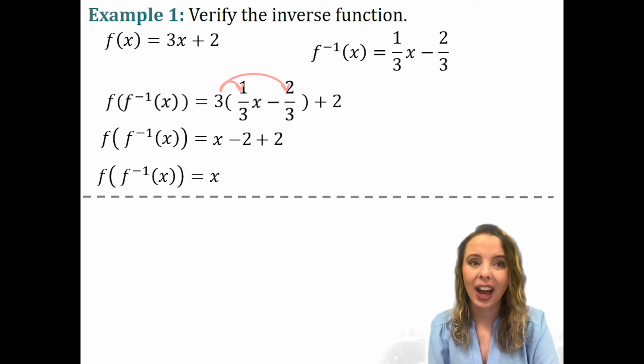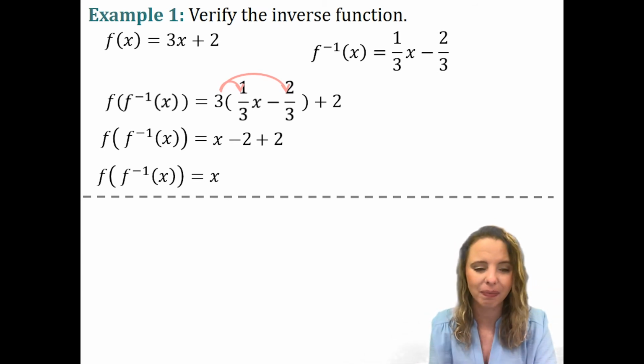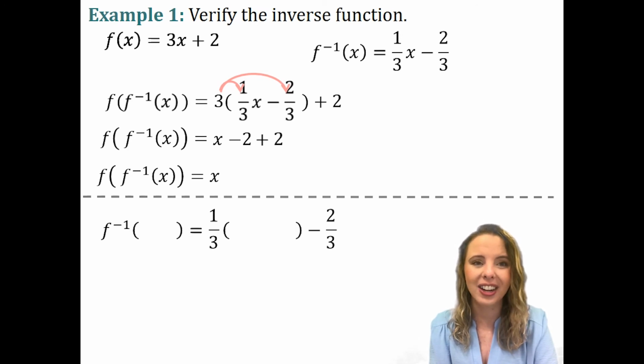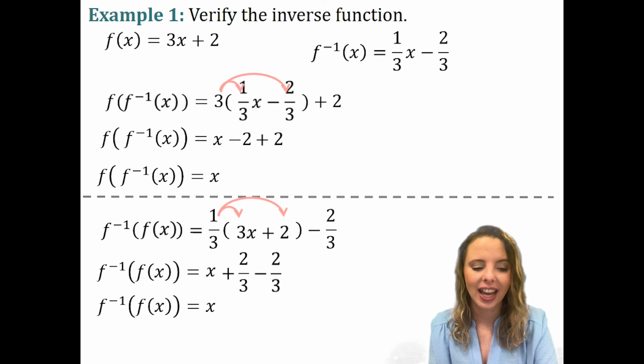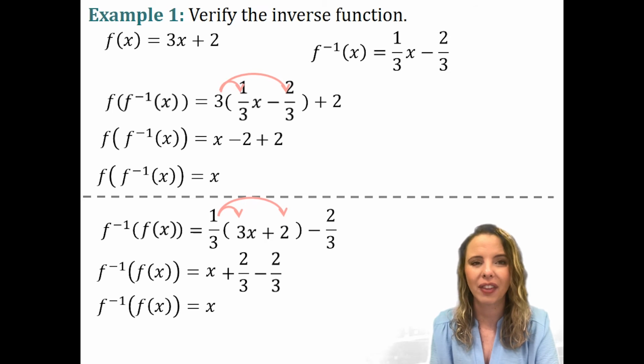So let's go the other way, because remember, not only do we have to plug our inverse function into our original, but we also have to take our original and plug it into our inverse. So this time we have our inverse and we're going to plug in our original f of x, which is 3x plus 2. We need to distribute the 1/3. So 1/3 times 3x is x. 1/3 times 2 is 2/3, and we need to bring down our negative 2/3. 2/3 plus negative 2/3 is 0, so now we are left with x. So we have verified that the inverse function we found on the previous slide is indeed the inverse function.